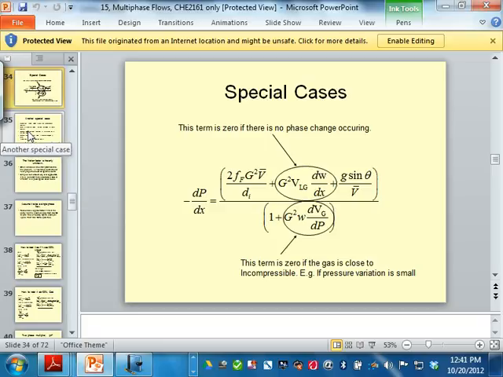So this is the equation that we do use. We know every term in there. F Fanning is at the moment unknown. We need to figure out what that is for this mixture. We'll do that next. G is M over S, isn't it?